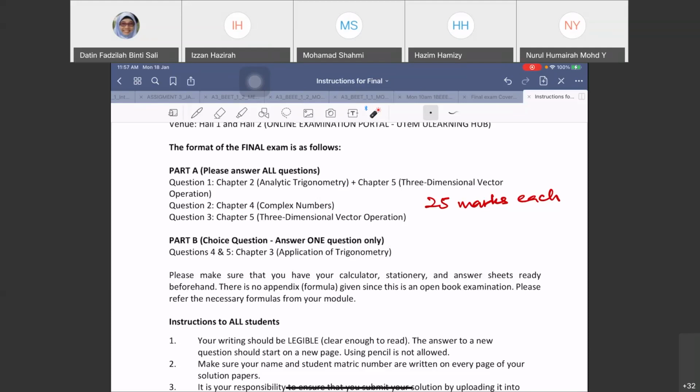So basically, I think complex numbers and vectors are just like that. All right, I think that's about all for today.